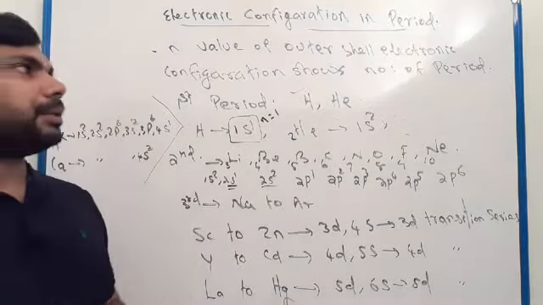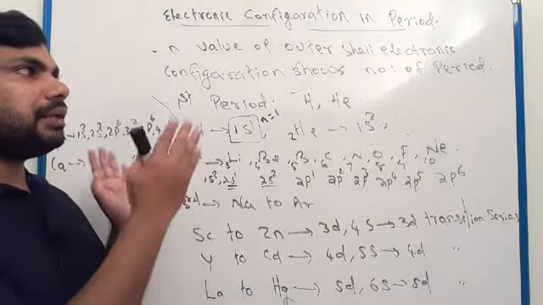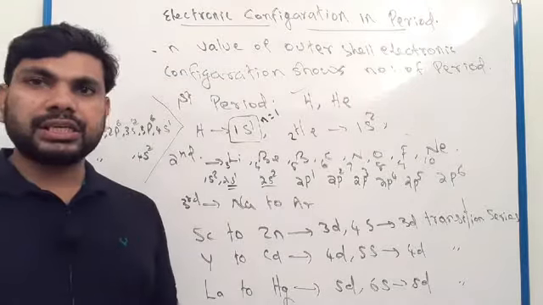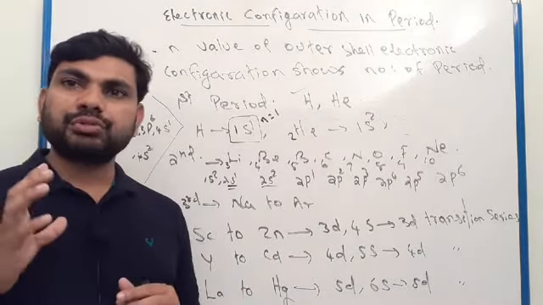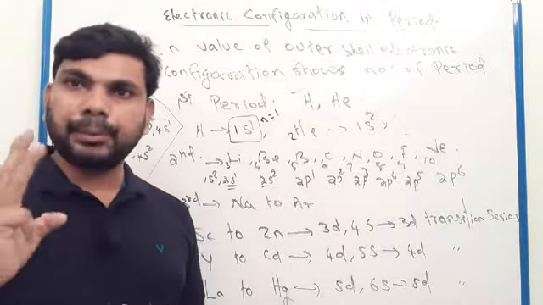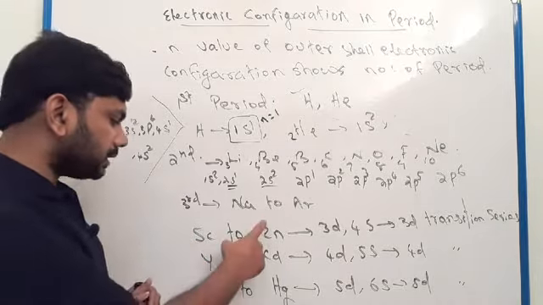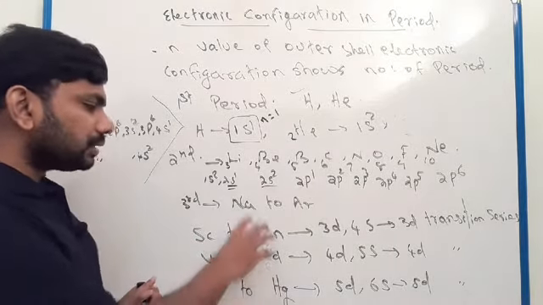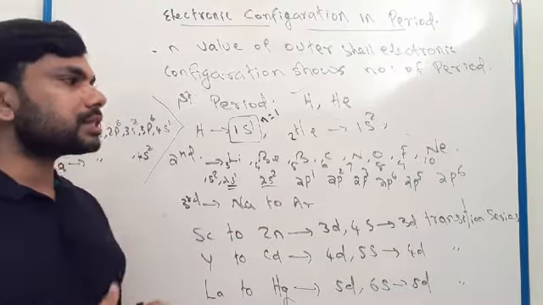Now transition elements, you can check in the periodic table. Transition elements are between the s block and p block. There are three transition series, which you can check in this periodic table: scandium to zinc, yttrium to cadmium, and lanthanum to mercury. These are the three periods in transition elements.